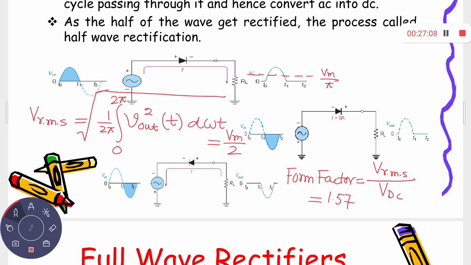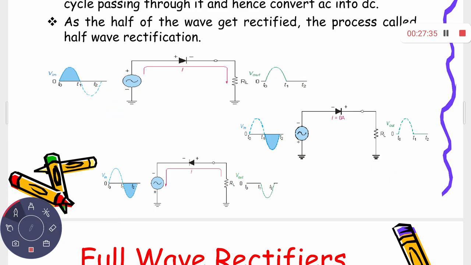And over and above this DC level, you have some fluctuation, which we call ripple. Now try to understand what is the notion of ripple. You understand what is meant by the DC level, average level. Average is given by, already you have calculated the average. This average was Vm by pi.